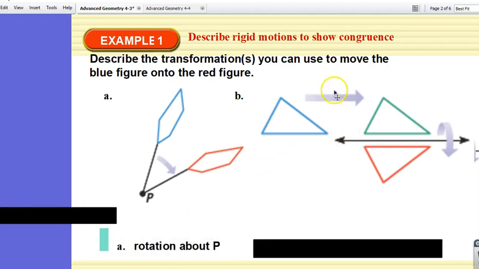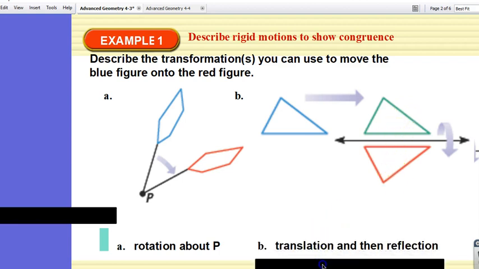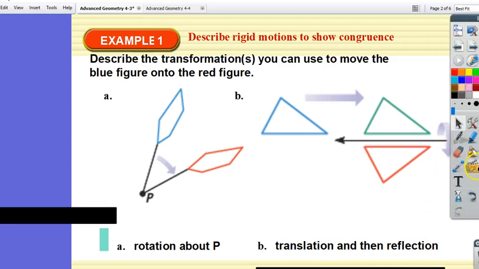Over here. Now let's go back to what you said. So you said translation. So first we have a translation. It's being slid to the what? A translation to the right. Then what? Then a reflection over a horizontal line. So it's a translation to the right, then a reflection over a horizontal line. Okay?